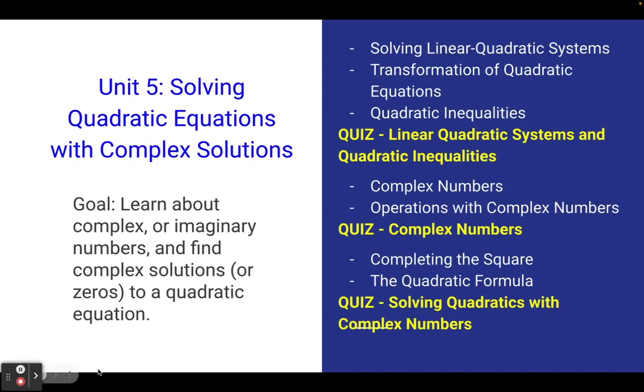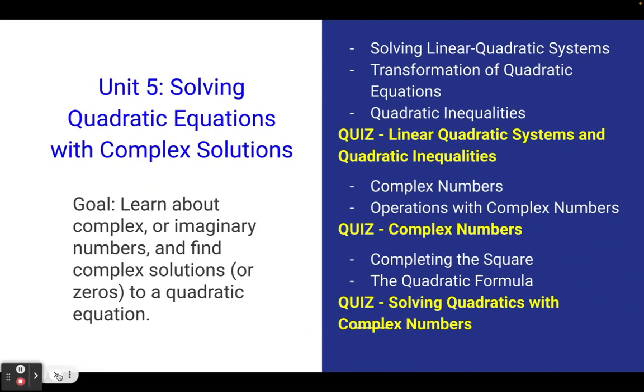Unit 5 is solving quadratic equations with complex solutions. And we're going to learn about complex or imaginary numbers and find complex solutions, or zeros is another name for it, to a quadratic equation. And these are the lessons. We've got 3 quizzes in this unit as well.